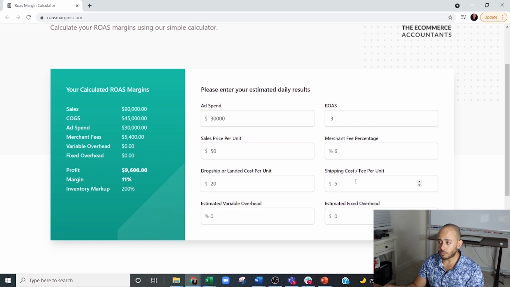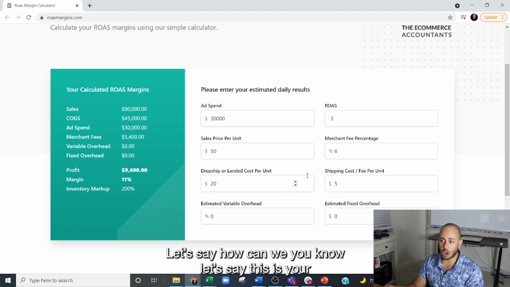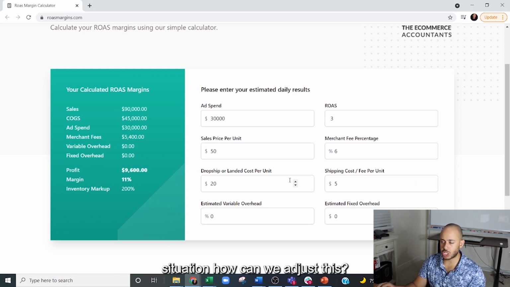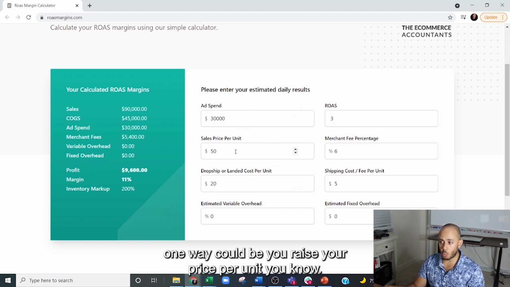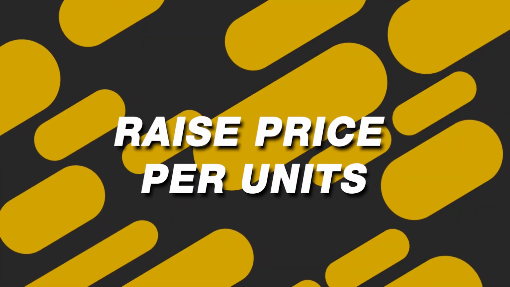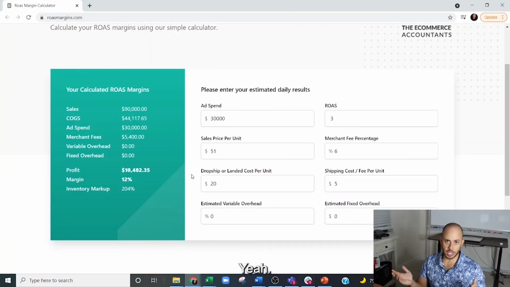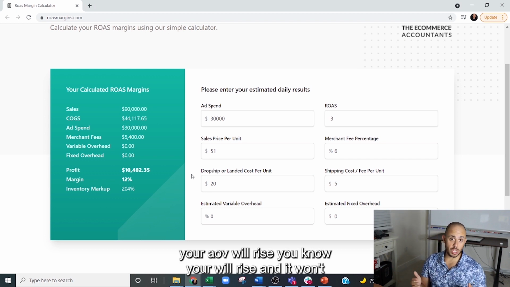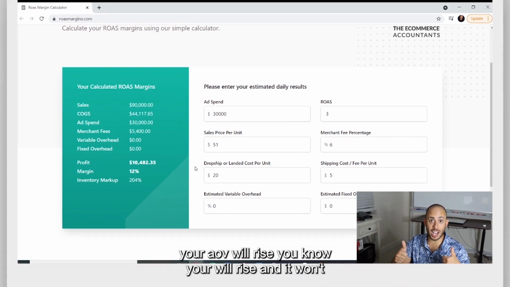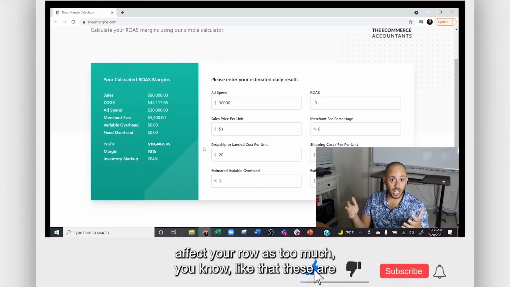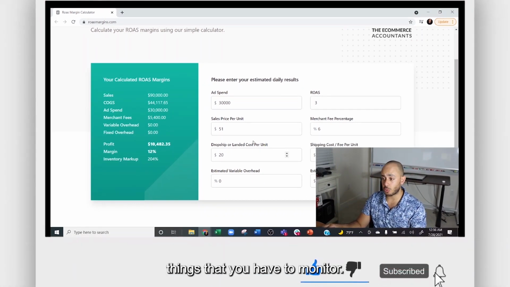Now, let's say this is your situation, how can we adjust this? There's plenty of ways. One way could be you raise your price per unit. Will it affect your conversions more? Yeah, probably, but maybe your AOV will rise and it won't affect your ROAS too much. These are things that you have to monitor.